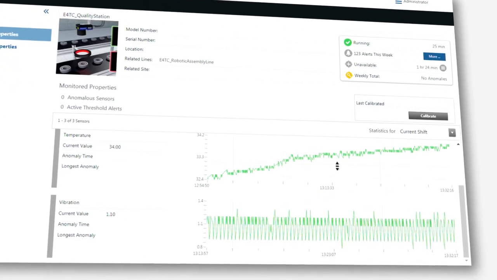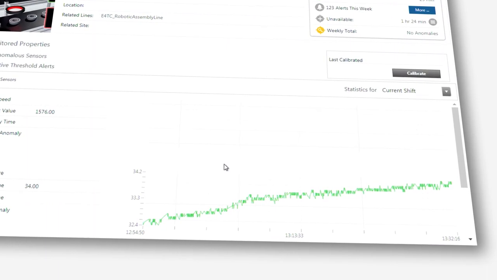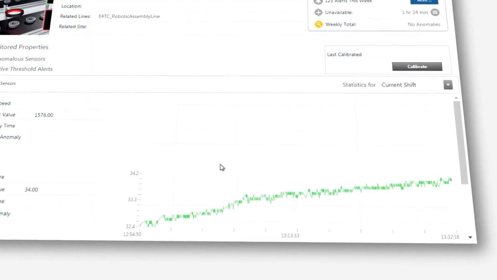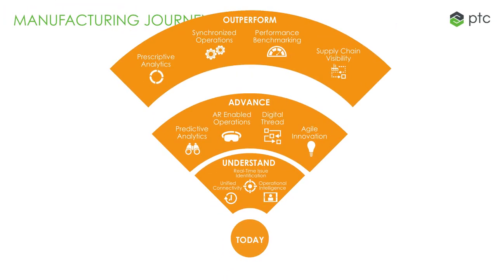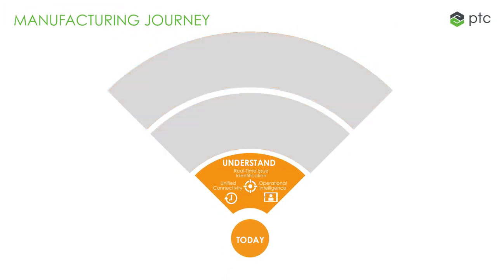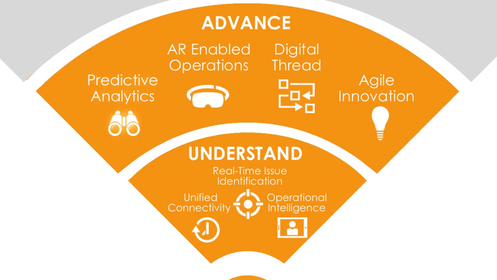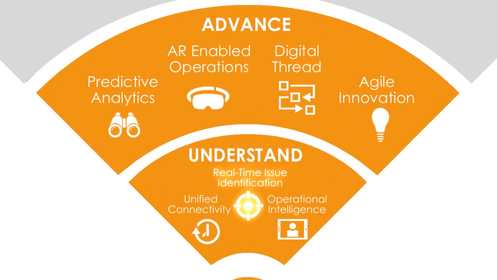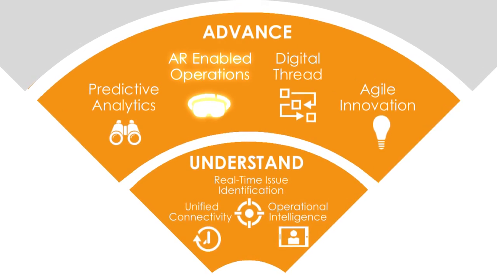For the maintenance team, this transformation enables the prediction of failures and continuous learning for both asset health and performance improvement. As we've demonstrated, these apps support the outcomes in the understand and advanced band of the PTC manufacturing journey with predictive analytics, real-time issue identification, operational intelligence, and AR-enabled operations.